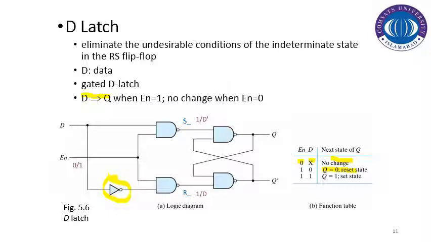So we can easily say from this discussion that the next output, labeled as Q(t+1), is equal to D, or we can say that Q equals D in that particular case. So this setup eliminates any possibility of undesirable conditions.